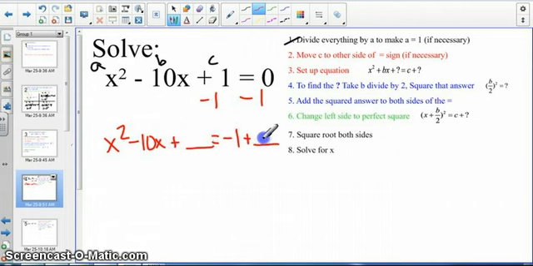We don't know what those numbers are, but what we did for that second slide by taking half of negative 10 and squaring it, that's where we're going to get this number. So what's half of negative 10? Negative 5. So negative 10 over 2 is negative 5, then square it. So you should get 25.